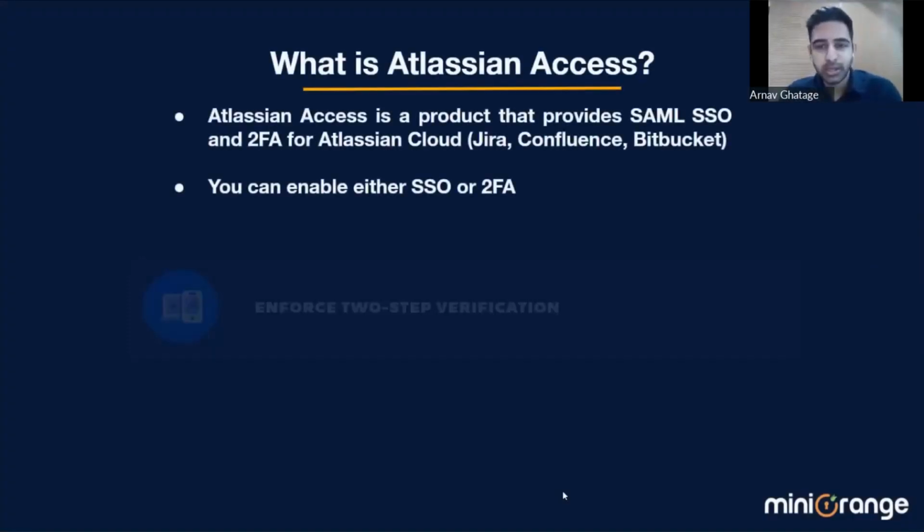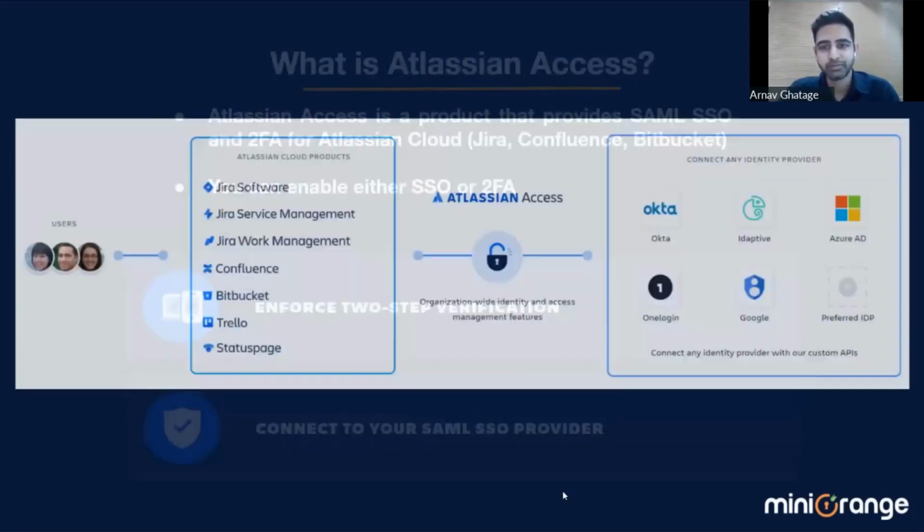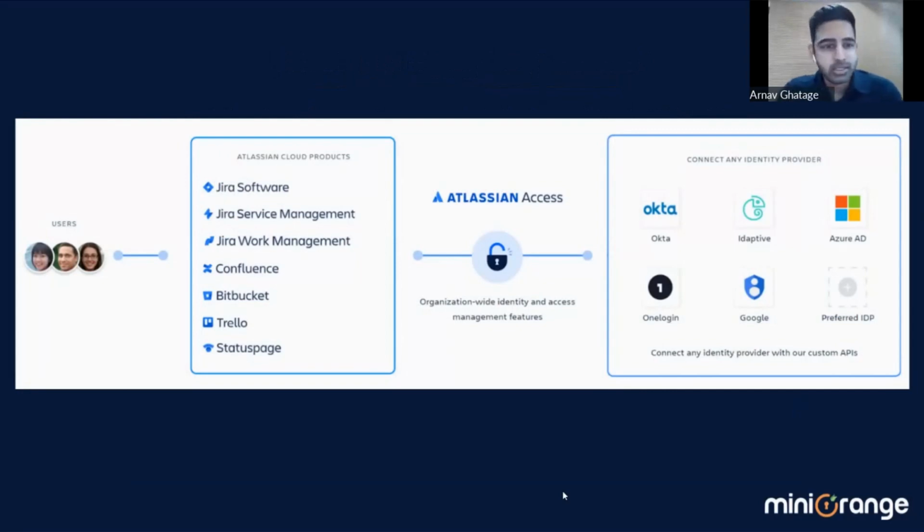So before we get into advanced single sign-on functionalities, let me give you a brief about Atlassian Access. Atlassian Access is basically a module which is available for Atlassian Cloud, having functionalities like single sign-on for SAML providers and also 2FA. The catch here is that you can either enable SSO or 2FA for your cloud application, which means that enabling both at the same time will not be possible.